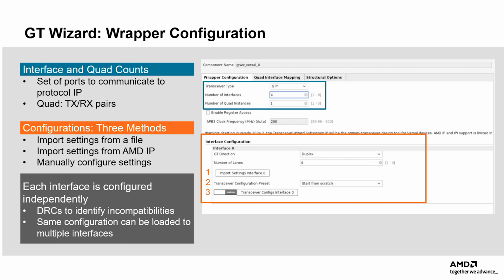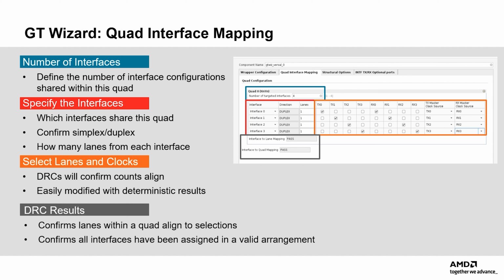Interface to quad mapping. The design rule checks evaluate if the selected interfaces can be packed in the selected quad based on the physical resources. If the checks fail, an error message is provided to guide users to provide the correct customization options.